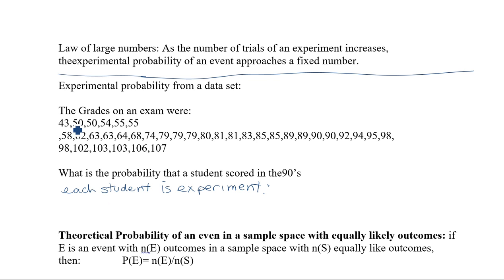And so if I count, I've got 1, 2, 3, 4, 5, 6, 7, 8, 9, 10, 11, 12, 13, 14, 15, 16, 17, 18, 19, 20, 21, 22, 23, 24, 25, 26, 28, 29, 30, 31, 32, 33, 34, 35, 36 students. So the experiment is performed 36 times. My success is getting a score in the 90s, and that's 1, 2, 3, 4, 5, 6, 7. And so that experimental probability would be 7 out of 36.